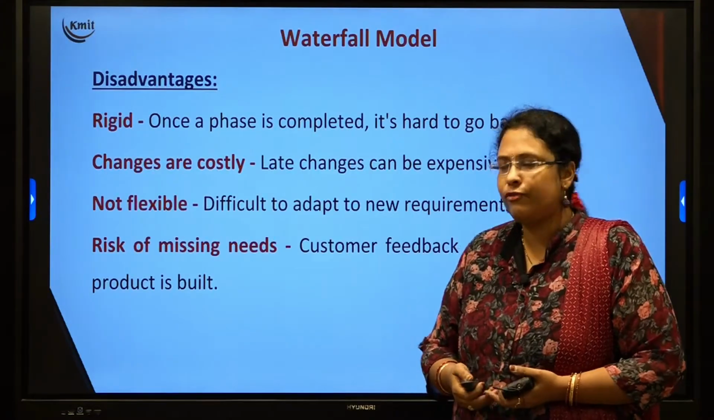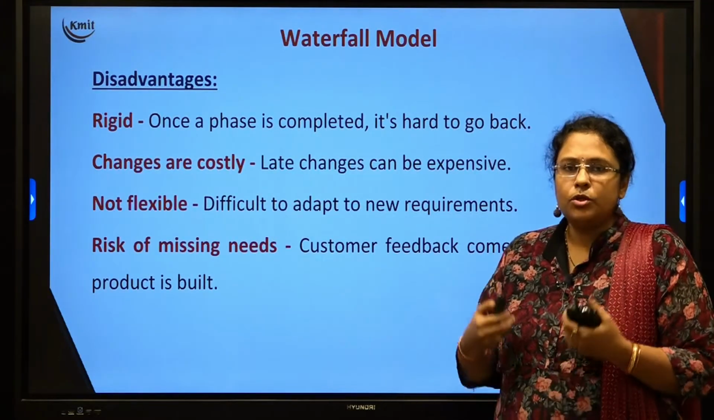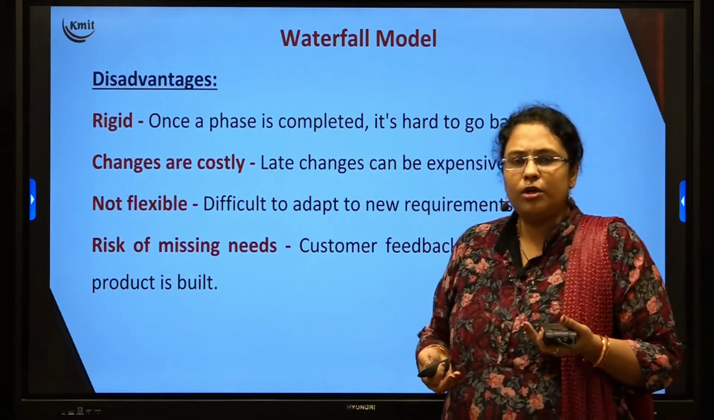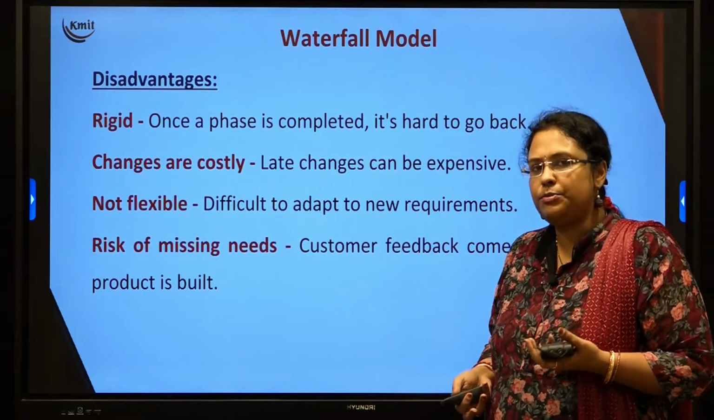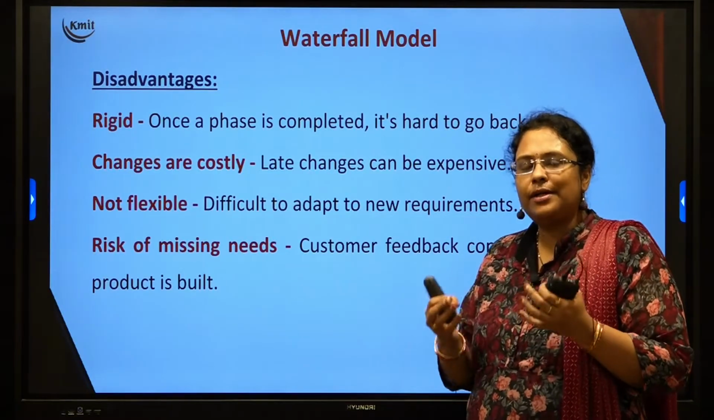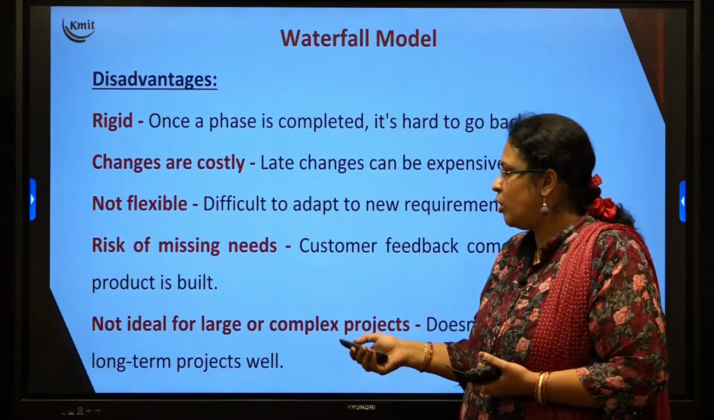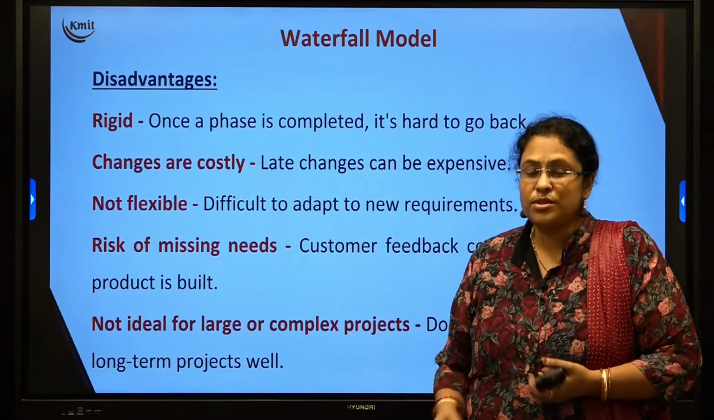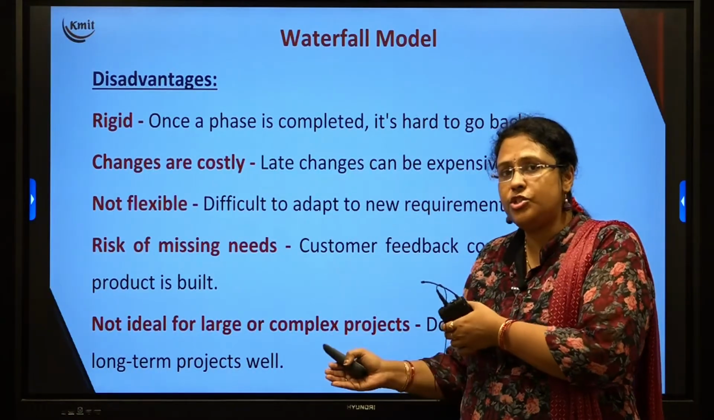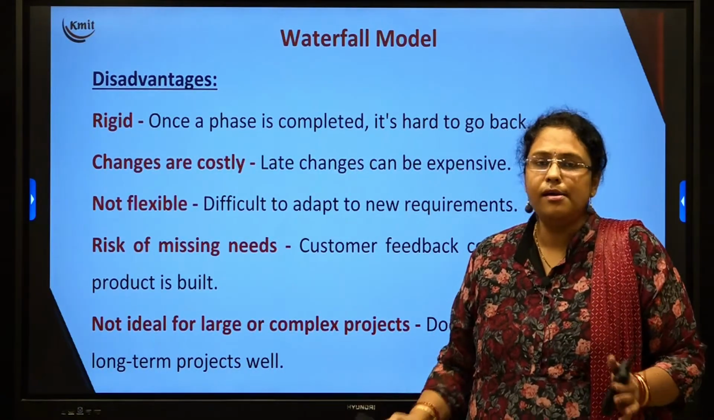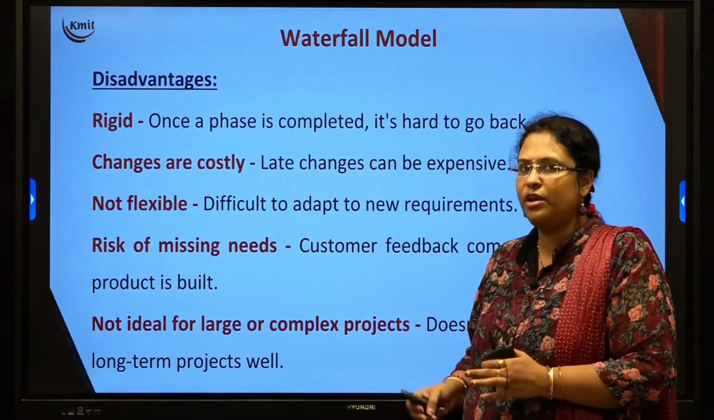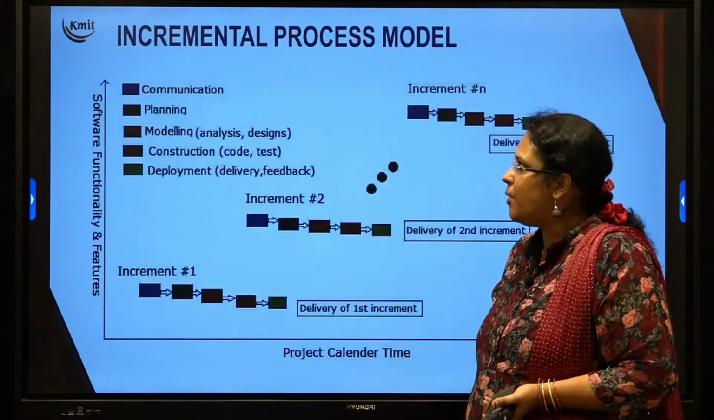Next is the risk of missing needs. In the waterfall model, generally we don't talk about risk management. We don't talk about the different types of problems that we get in development. So risk is very much missing in this waterfall model. And since it follows a step-by-step procedure, it is not at all suitable for large complex projects. You can use it only for smaller projects. So this is about your waterfall model.